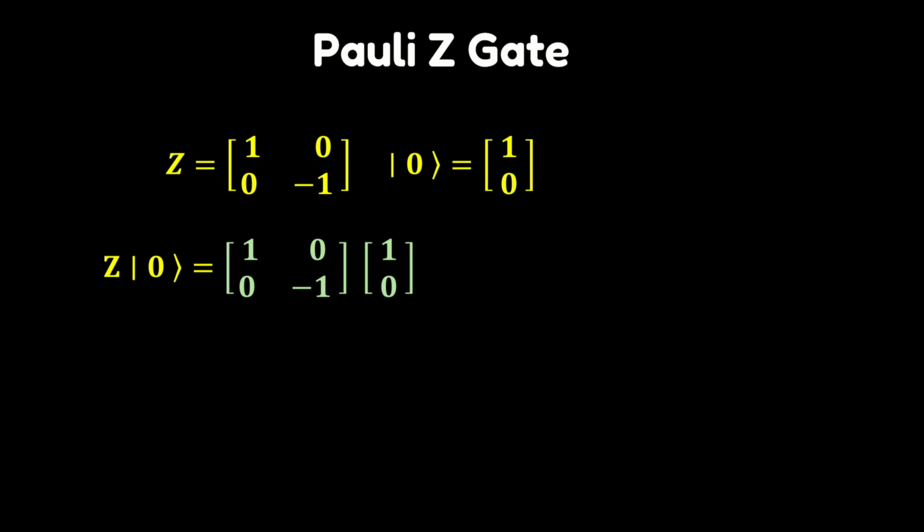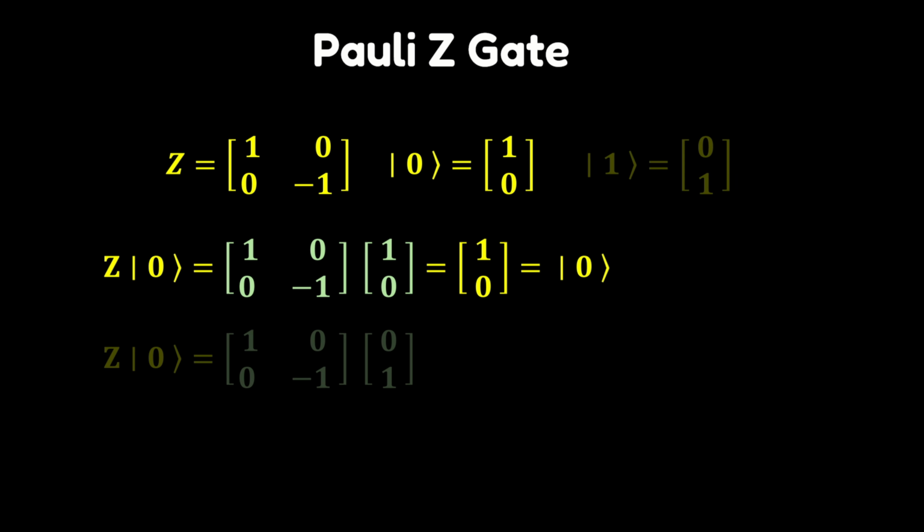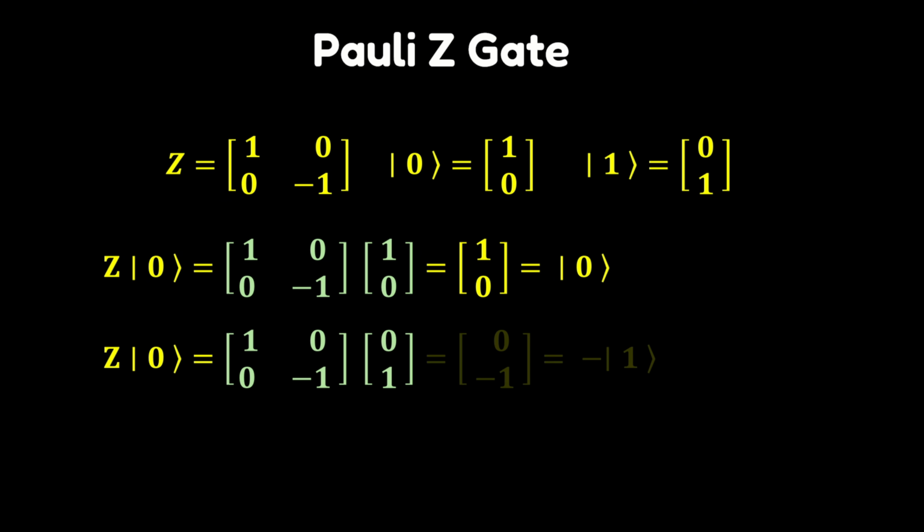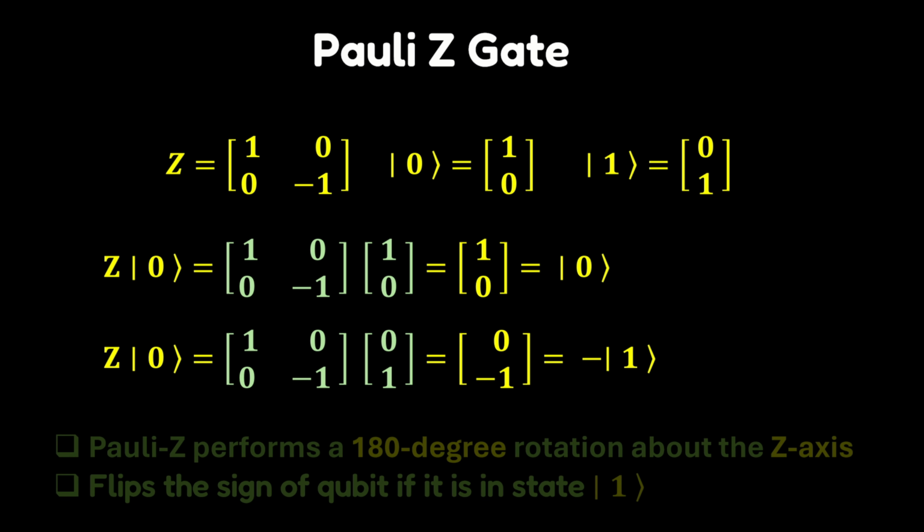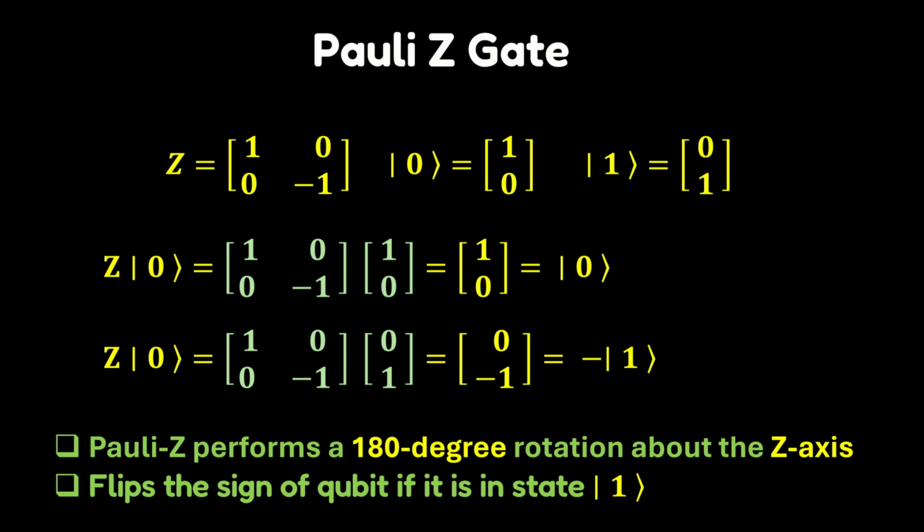Now let's discuss the Pauli Z gate. It is represented as Z equals [1, 0; 0, -1]. Unlike the Pauli X gate, the Pauli Z gate does not flip the state, it flips the phase. Now apply the Pauli Z gate to the state 0. We see that the top entry becomes 1 and the bottom entry becomes 0. So nothing changes. Now if we apply the Pauli Z gate to state 1, we get the top entry as 0 and the bottom entry as -1. So the Pauli Z gate flips the phase or sign. This is a phase flip, not a bit flip.